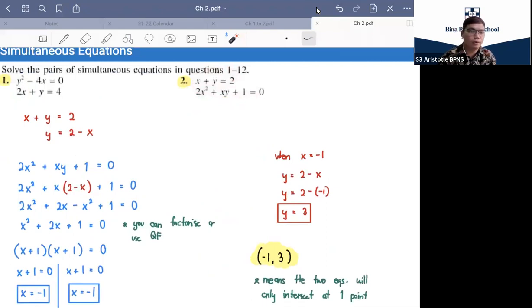Okay, so once you have chosen that, so we have x plus y equals 2, and then either you make x or y the subject of the equation. So for me, I'll just make y the subject and then transpose x to the other side. So I'll have y equals 2 minus x. So that's it for the first equation for number 2.